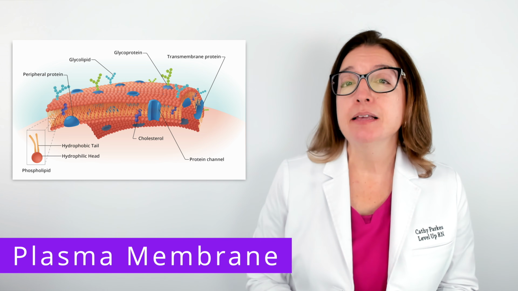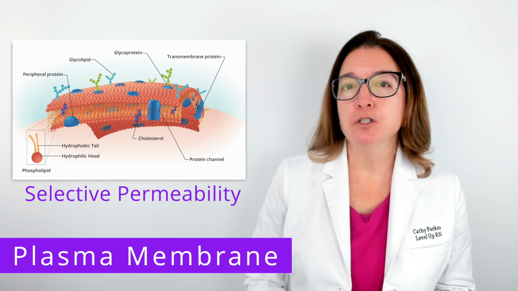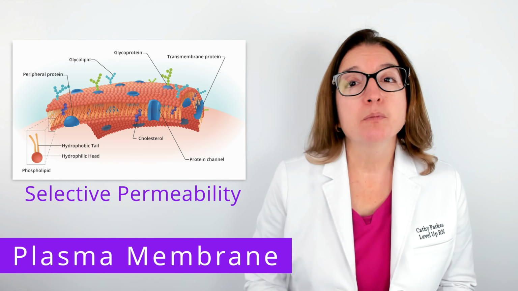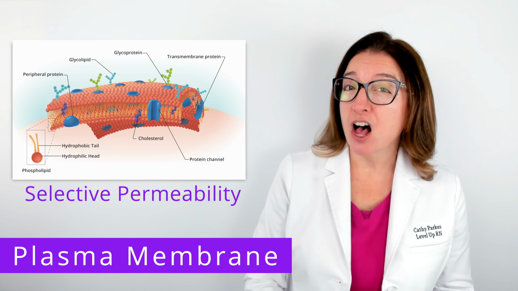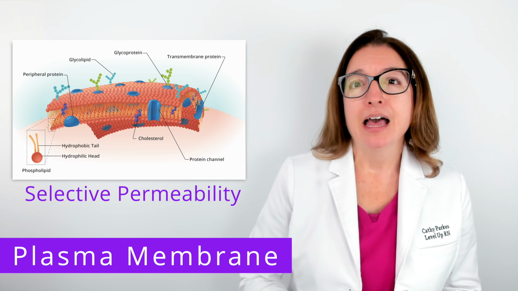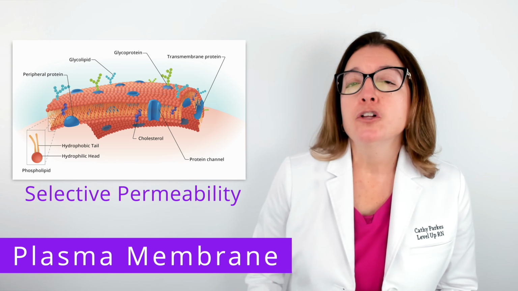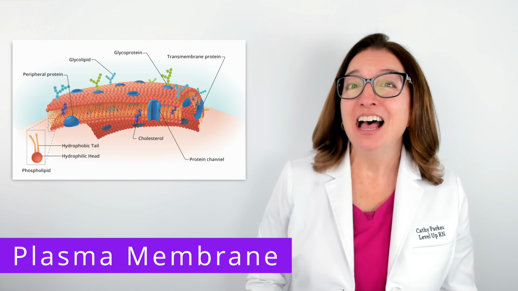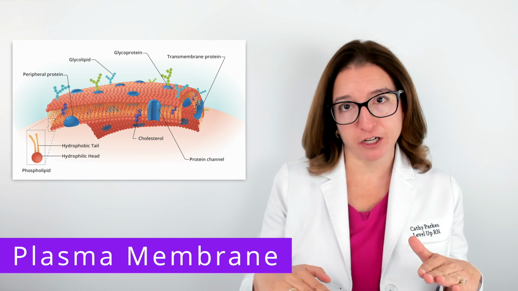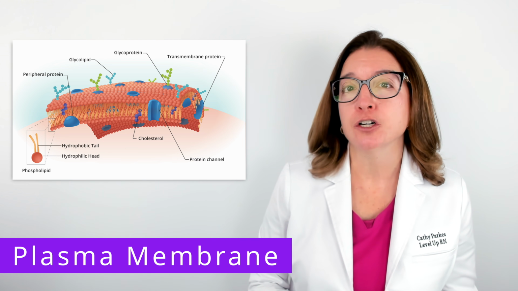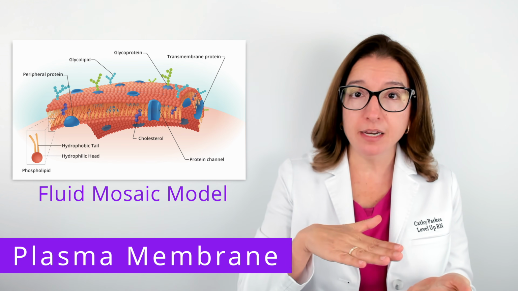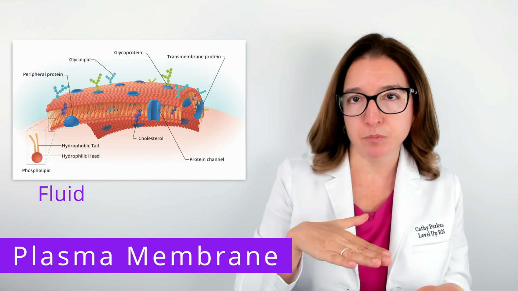First, let's talk about the plasma membrane, which is a phospholipid bilayer that surrounds the cell's cytoplasm. It exhibits selective permeability, which means it only allows certain materials to enter and exit the cell. Small nonpolar molecules, such as oxygen and carbon dioxide, can diffuse freely across the membrane. However, the membrane is impermeable to larger polar molecules. The plasma membrane has the consistency of oil, so it is not a solid structure. It is often described in terms of the fluid mosaic model, which means that components of the membrane are able to move freely within the membrane.